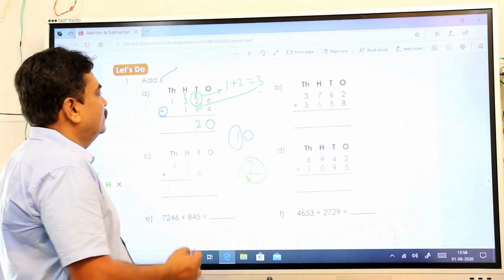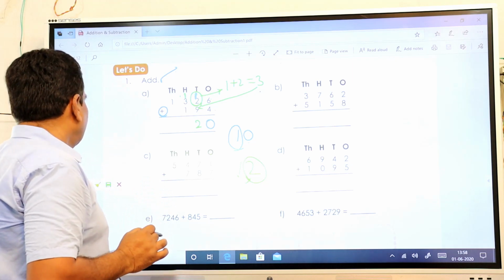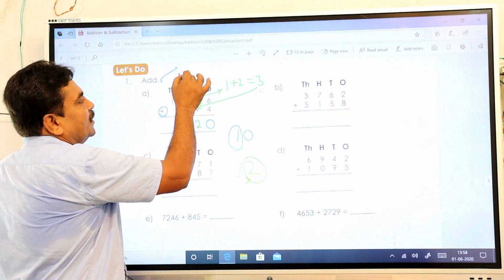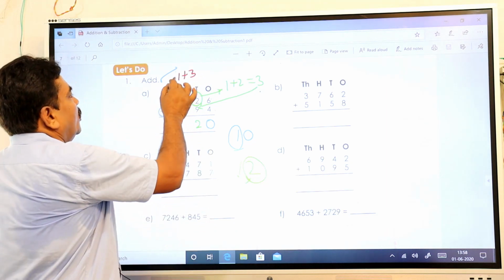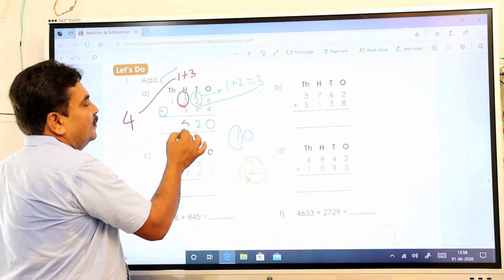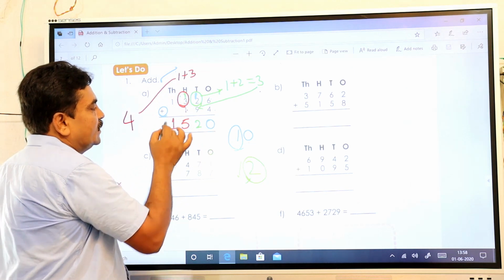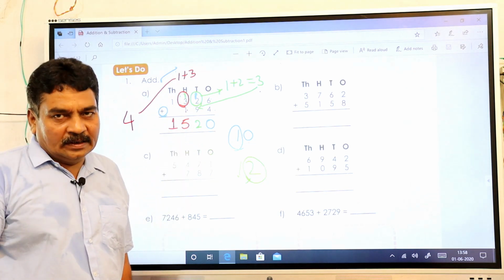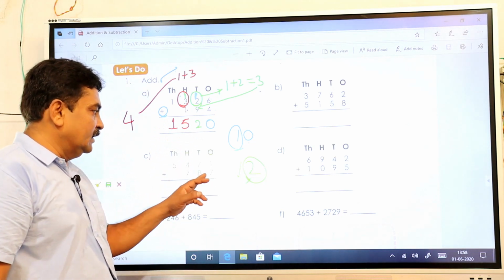Okay, now see here you have three numbers, 1, 3 and 1. First you add these two numbers, that is 1 plus 3. 1 plus 3 is how much? 4. You got 4, and here is 1. 4 plus 1 is how much? 5. And here there is no number, so write down the same number as it is. So the answer is 1520.